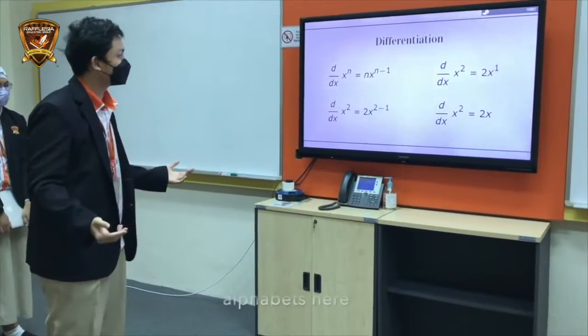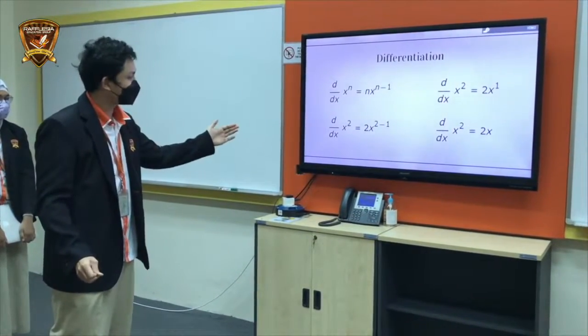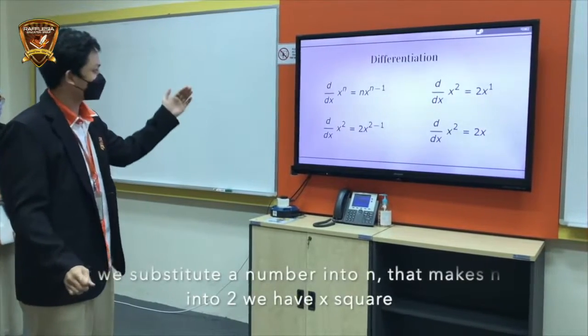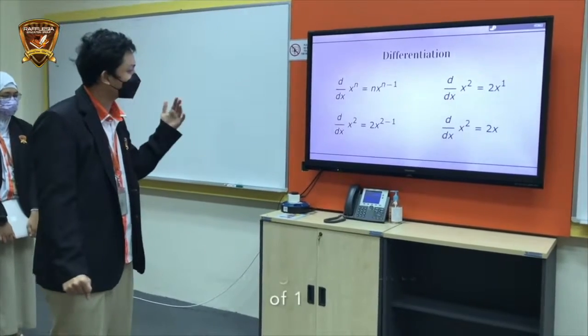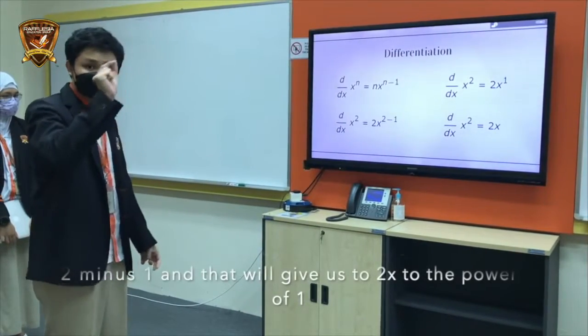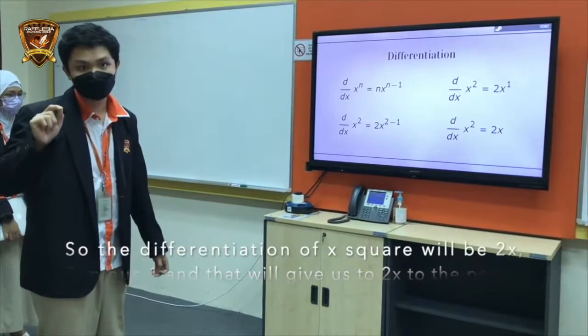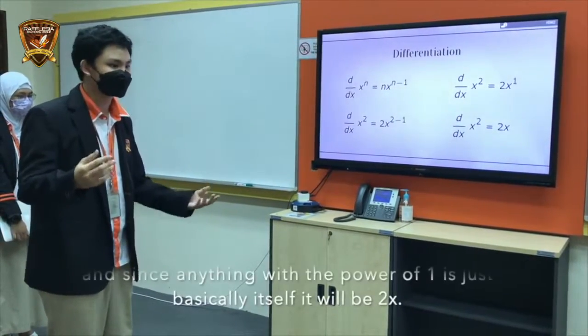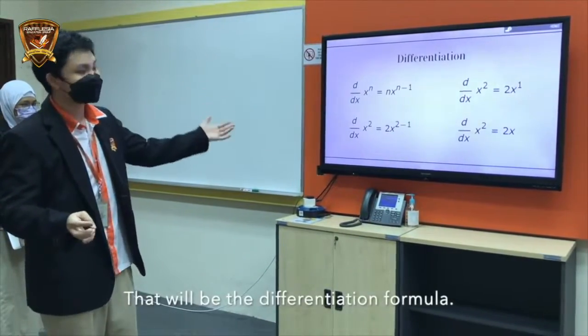Now this may be very confusing with all the alphabets here, but if we substitute a number into n, let's make n into 2, you have x squared. So the differentiation of x squared will be 2x, 2 minus 1. And that will give us 2x to the power of 1. And since anything with the power of 1 is basically just itself, it will be 2x. That will be the differentiation formula.